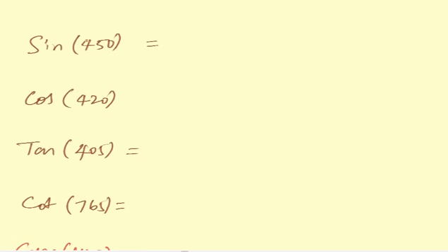I will give a simple technique. See friends, whenever the angle crosses 360 degrees, just subtract 360 from it. So 450 minus 360 is equal to 90. So the expression will be sine 90. What is the value of sine 90? That is 1.